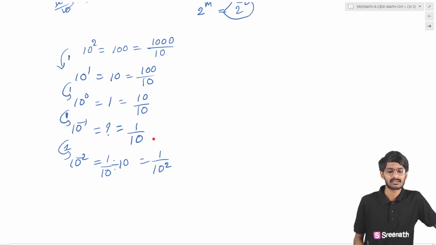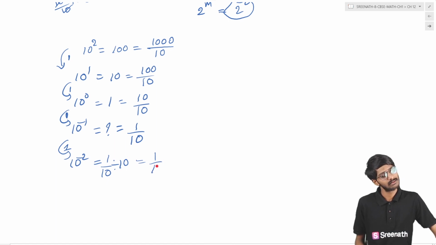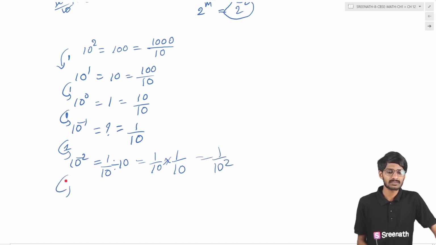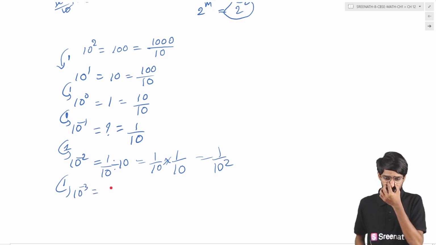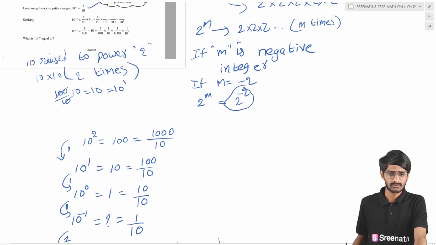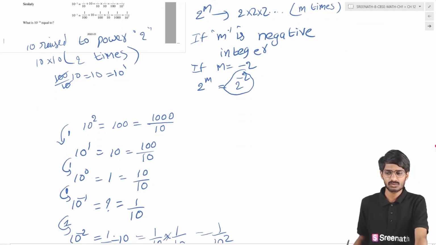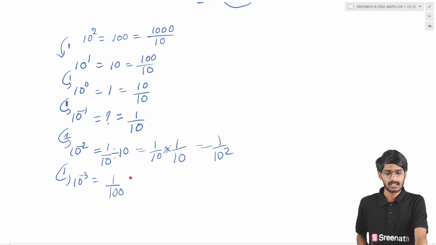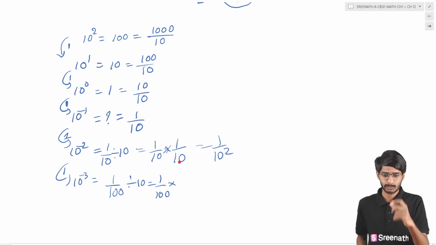By this way you will get the answer. So basically 1 by 10 divided by 10, so 1 by 10 into 1 by 10. So that is 1 by 10 square. If you further decrease it by 1, that is 10 power minus 3. So how much will it give? That is again 1 by 100 divided by 10, so that is 1 by 100 into 1 by 10, that is 1 by 10 cube, students.